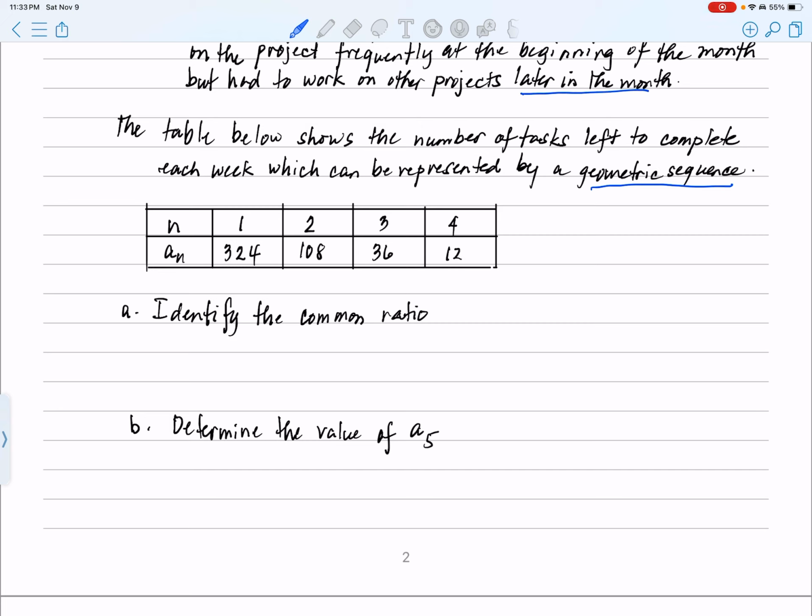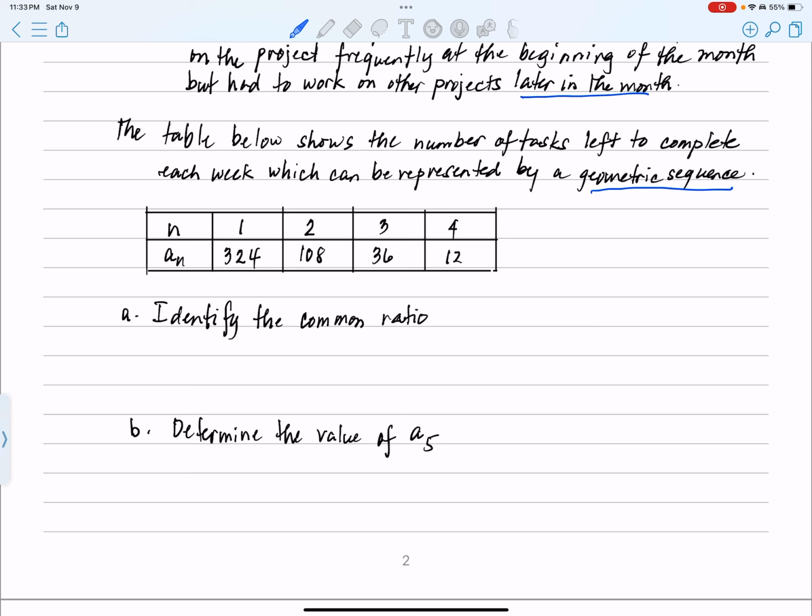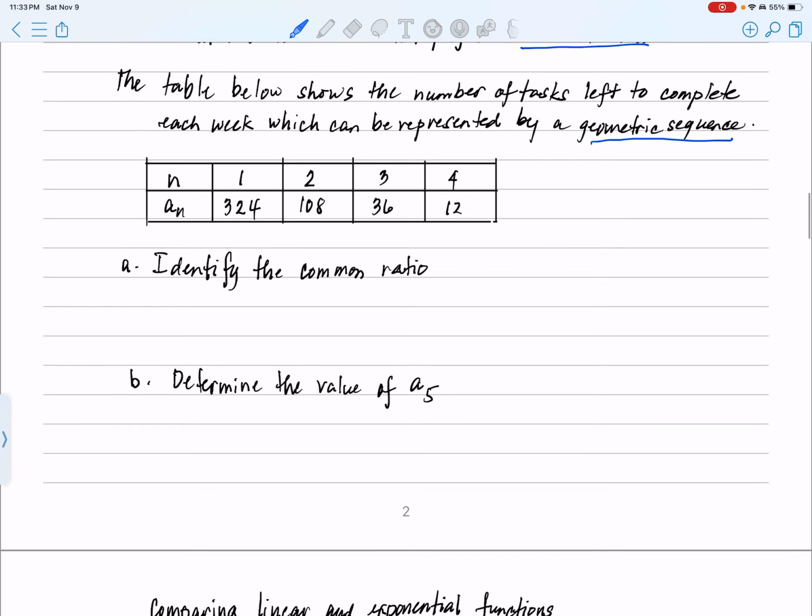That's the number. N is 1, 2, 3, 4. And the A sub n is 324. These are the number of tasks, and this concerns week 1, 2, 3, 4. Identify the common ratio. We can find the common ratio by dividing a term by the previous term.